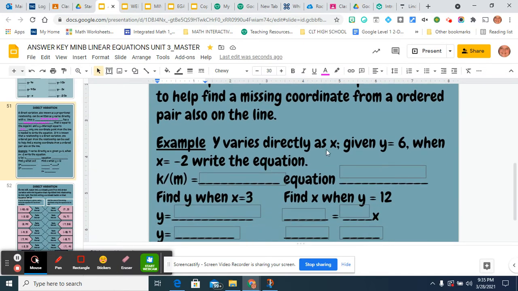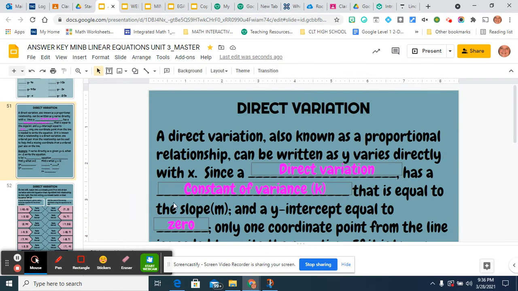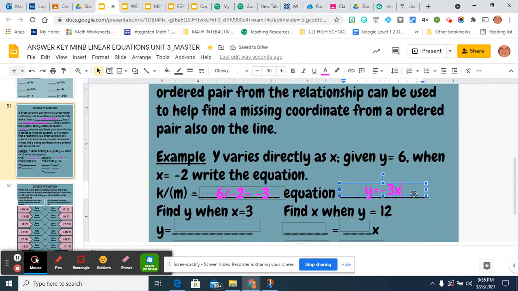So example, y varies directly as x. Given y equals 6 when x equals -2, write the equation. So we know 6 divided by -2 would be -3, right? So our k, or our m, is 6 divided by -2, which is equal to -3. And our equation, therefore, is y equals -3x. And then, of course, we know the y-intercept is 0, and we're not going to put plus 0, because when you add 0 to anything, it doesn't change anything.